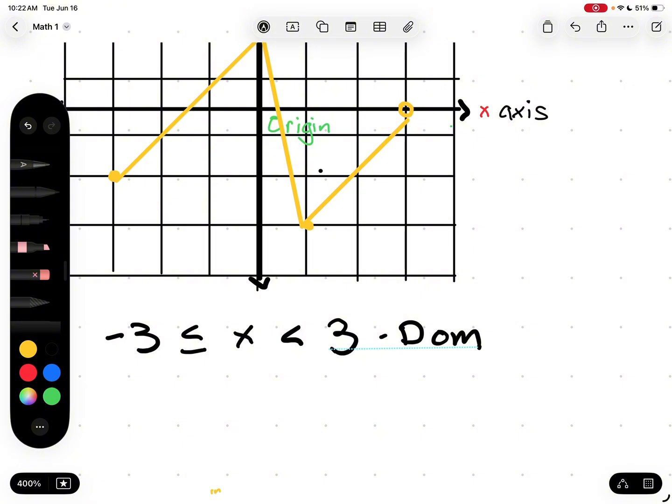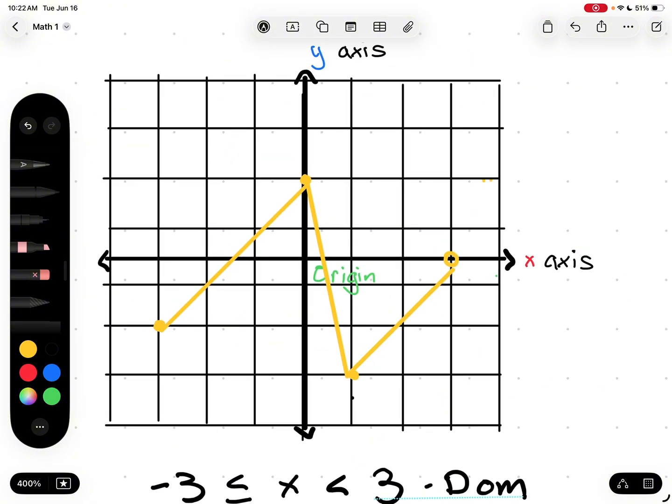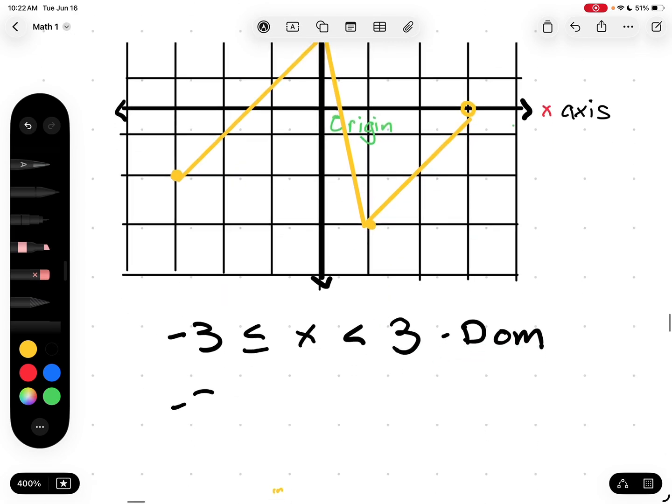For the range, we go bottom to top, so let's start down here. We hit a closed circle at negative 1, negative 2, negative 3. Again, negative 3. And since it's a closed circle, and y.